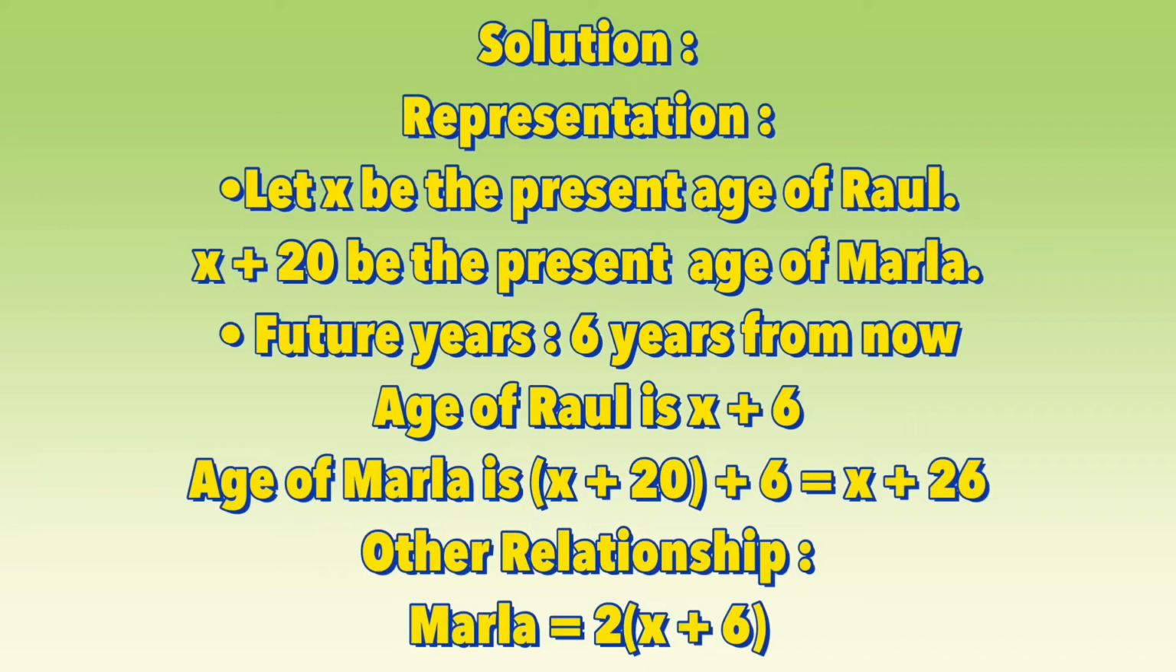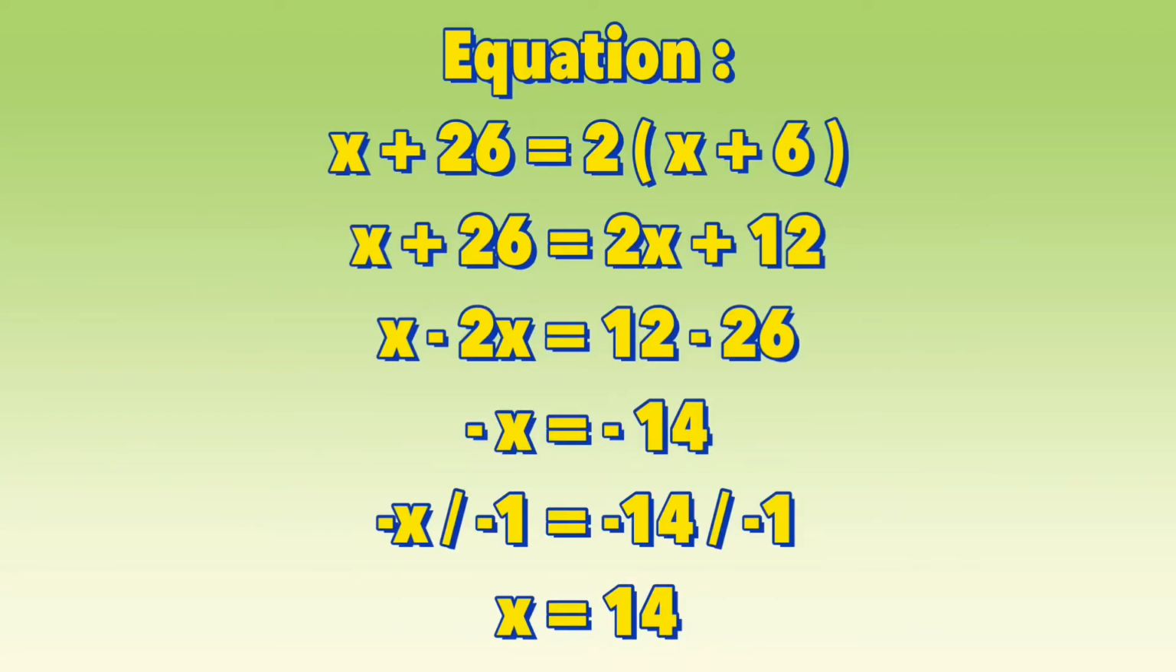We will use the distributive property: 2 times x equals 2x, and 2 times 6 equals 12. Then we're going to transpose the variable to the left side of the equation and the constant to the right side. Now we're going to transpose 2x to the left side. It becomes x minus 2x equals, bring down 12, then 26 transposed to the right side becomes negative 26, and we're going to simplify now.